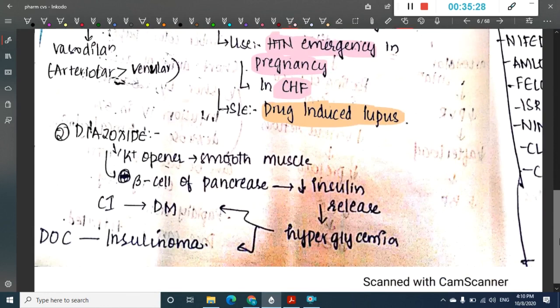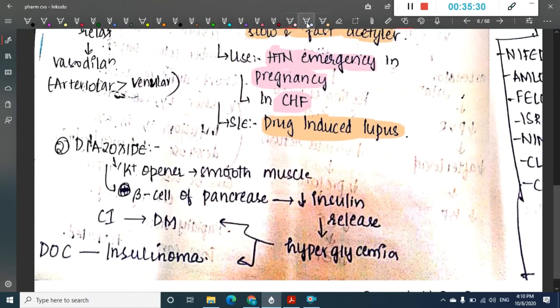Then after hydralazine, the next drug here is diazoxide. So what is diazoxide? Diazoxide is a potassium channel opener, as we have said. And one more thing, it will inhibit the beta cells of the pancreas. Because it is inhibiting the beta cells of the pancreas, this results in decreased insulin release from the pancreas.